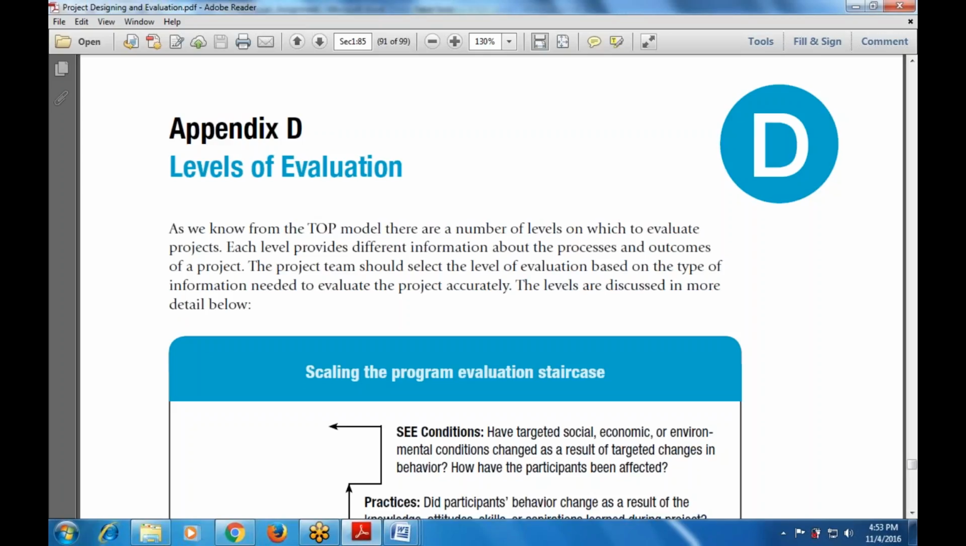And the project team should select the level of the evaluation. What is the main level of the evaluation based on the type of the information? For example, if I need an evaluation that is not hi-fi, that is not fruitful. When we say information is required, information is gathered to evaluate the project accurately, and the levels are discussed in more detail over here.